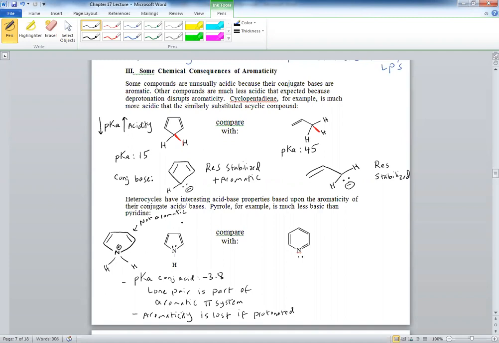So then the aromaticity is lost, and that means that it's no longer as stable. So that's why it's very acidic, not basic. It doesn't want a proton. This is unlikely to form unless you use harsh conditions. Whereas on the other side, this one is a much stronger base.